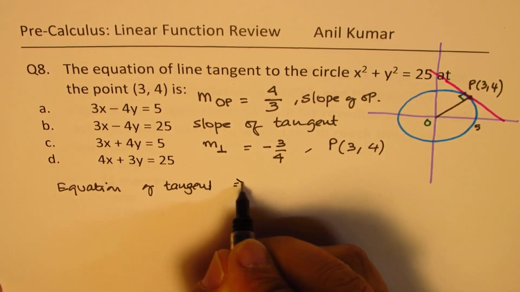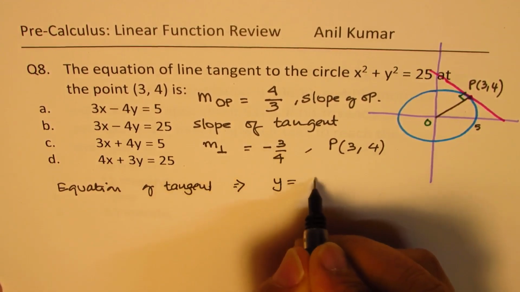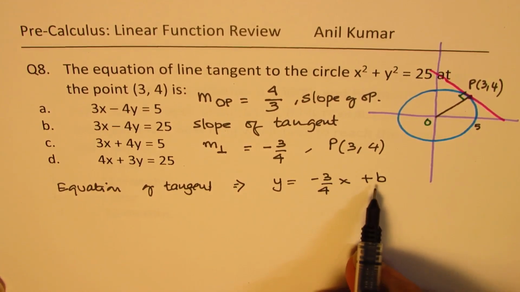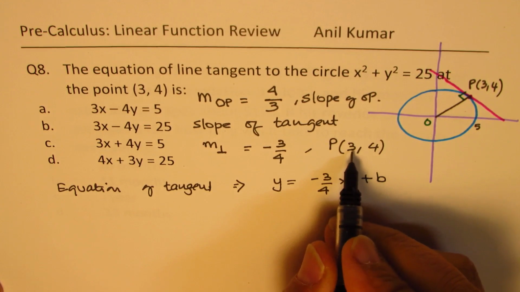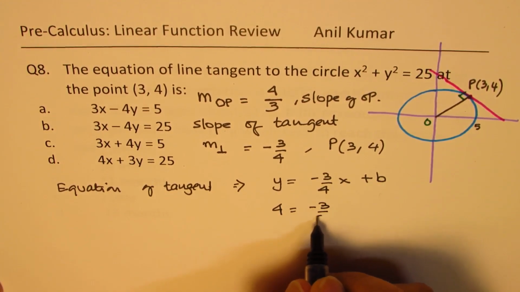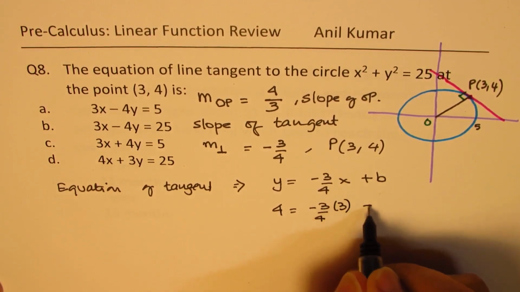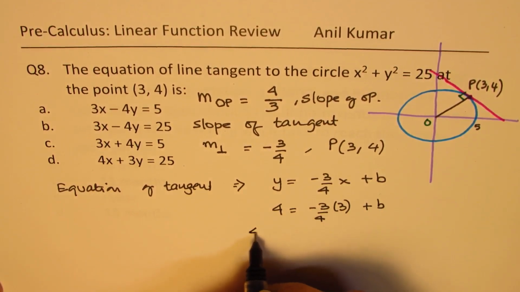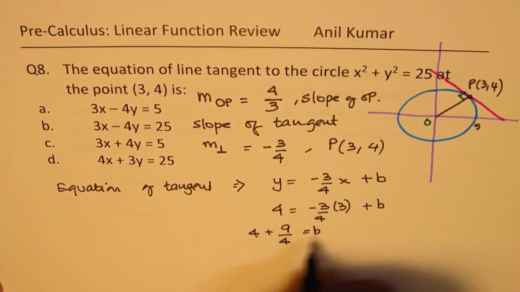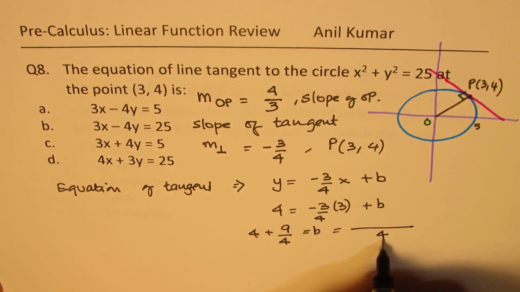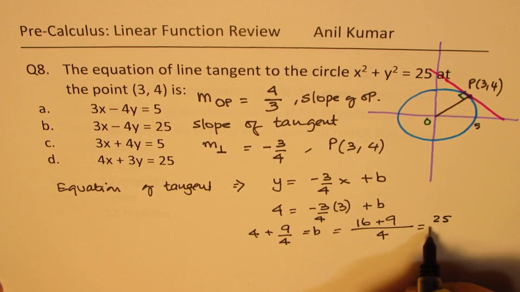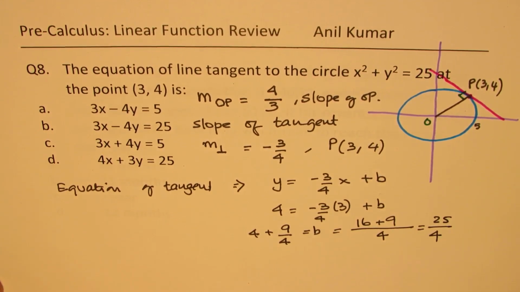Will be y equals to slope, minus 3 over 4 x plus b. To find the value of b, we'll substitute point 3, 4. So 3 is the x value, 4 is the y value. So we get 4 equals minus 3 over 4 times 3 plus b. Bringing it to the left side, you add 9 over 4 to get the value of b, which is 16 plus 9, or 25 over 4. Correct? So that is the value of b.